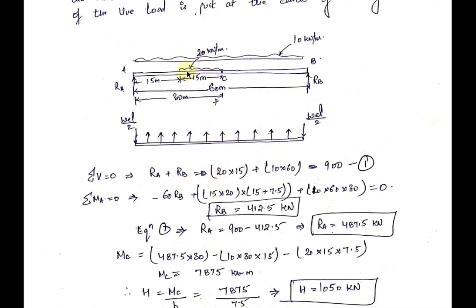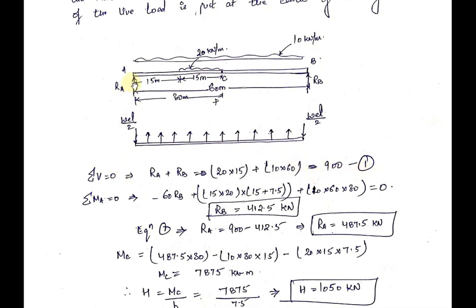There are two types of UDL, dead load and live load. So convert them into force, UDL times the length. If you see this live load 20, its length is 15. So 20 into 15 plus, second is the dead load whose length is the full length, that is 60 meters. So 10 into 60. So this will give you 900. Just take it as equation number 1.